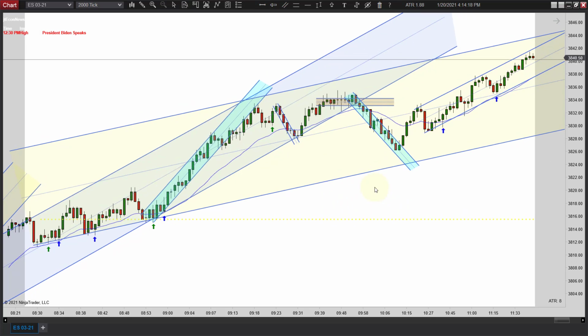So always check that. And we come back, and then we're moving up again, and then we just go sideways. Don't enter in that. You'll get chopped to pieces. You don't want to go long or short there. It's just too tight.